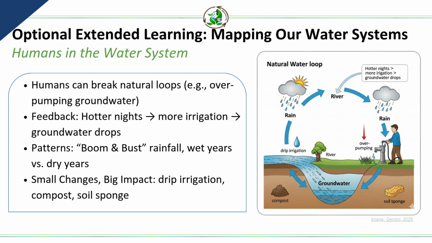Some years are very wet, others very dry. But small changes can make a big difference, like using drip irrigation, adding compost, or creating a soil sponge. Can anyone think of other small actions that could help manage water better?